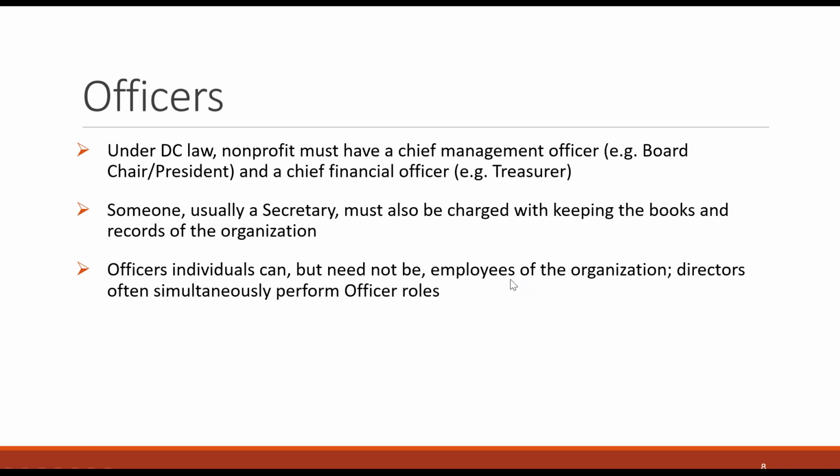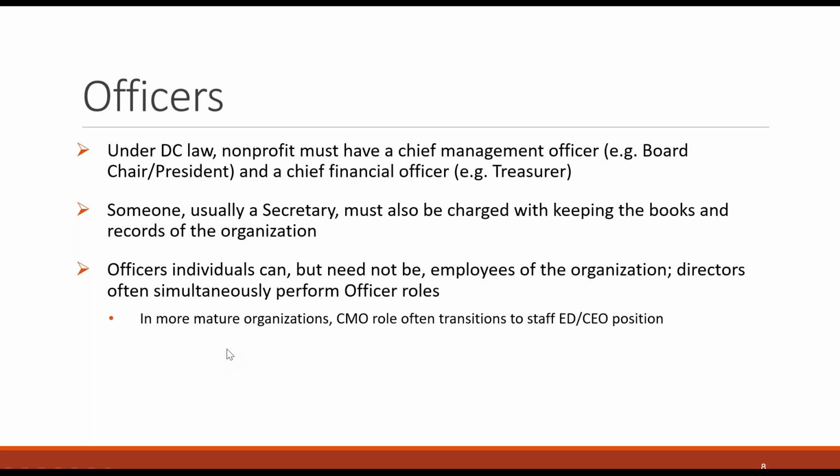Other individuals can, but need not be employees. Officers can, but need not be employees of the organization, especially in younger organizations. Directors on the board are simultaneously performing one of these officer roles. So you can have a board of, let's say, 7 people. Of those 7 folks on the board, 3 or more of them might simultaneously be performing one of these officer positions at the same time. Again, that's chair, president, treasurer, secretary. Some folks also have vice presidents and other positions.